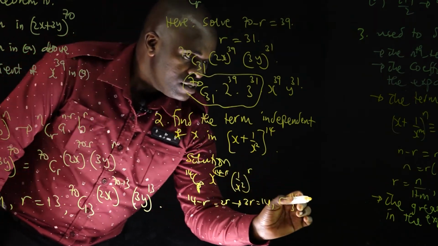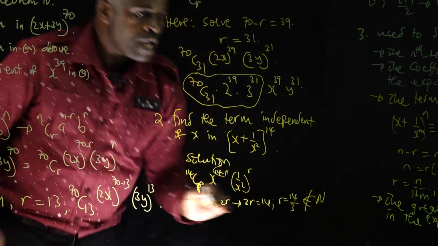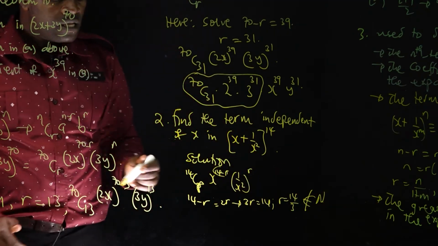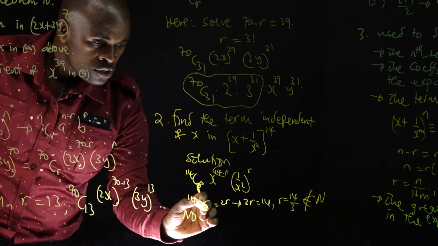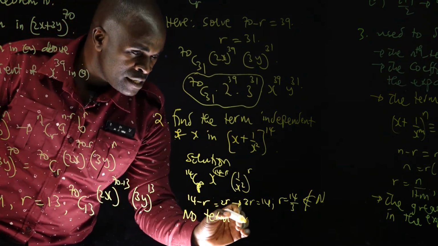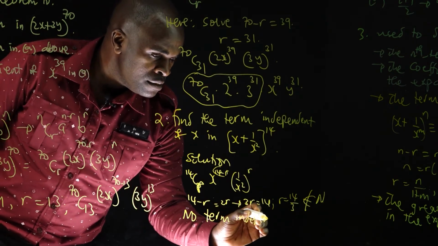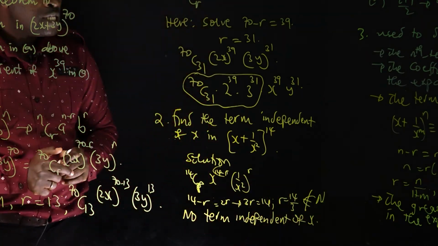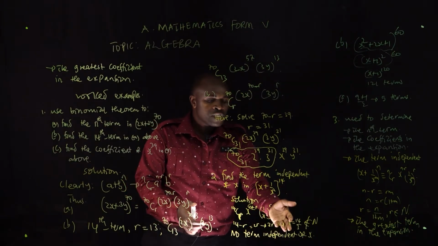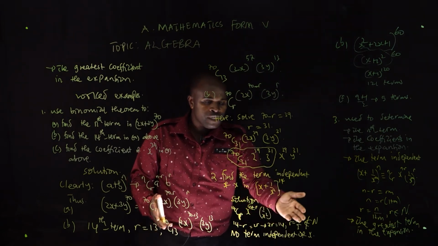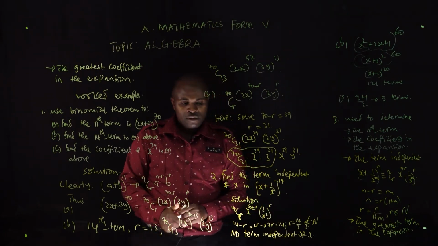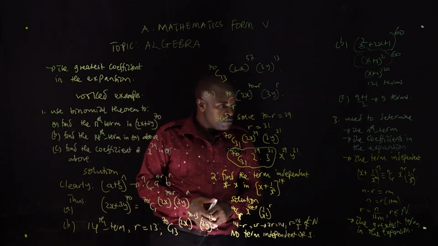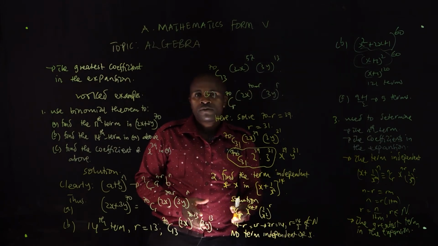This number here is not a natural number. And since it is not a natural number, the conclusion here is that there exists no term independent of x. We said the necessary condition: a term independent of x will exist only if r is a natural number. Okay, now I could finish with one example and then we could go for a short break.